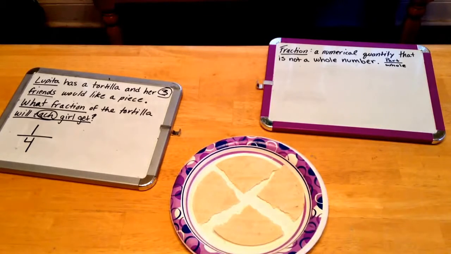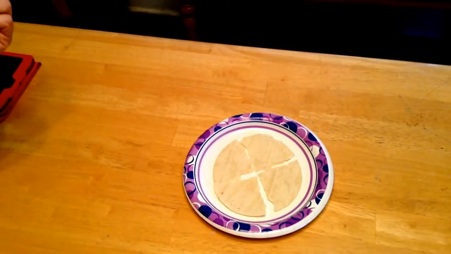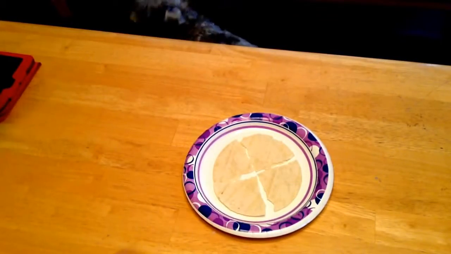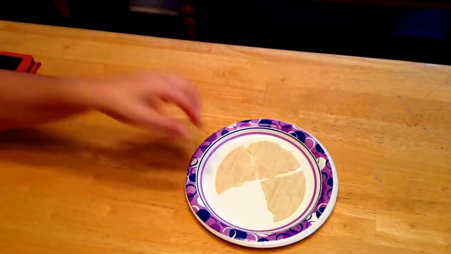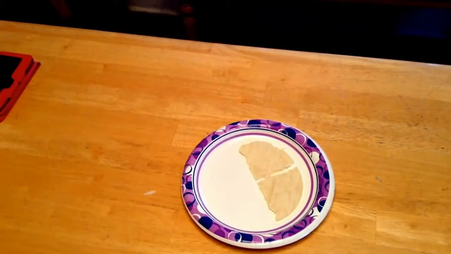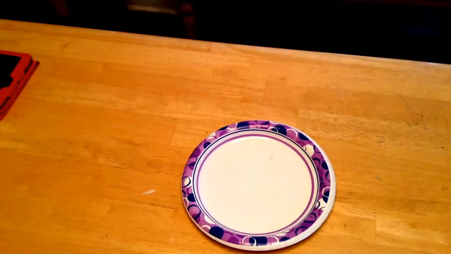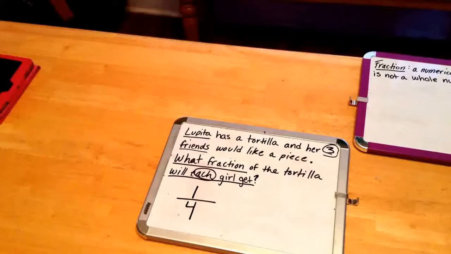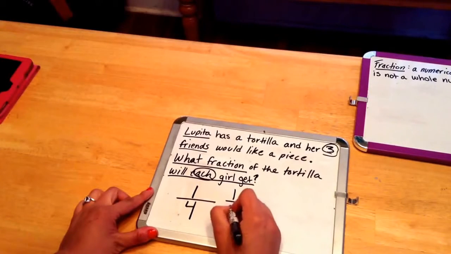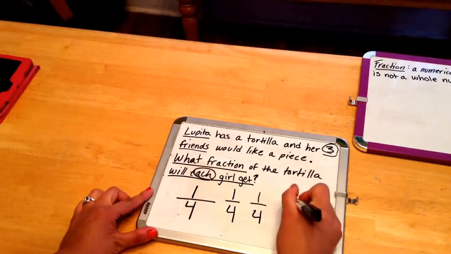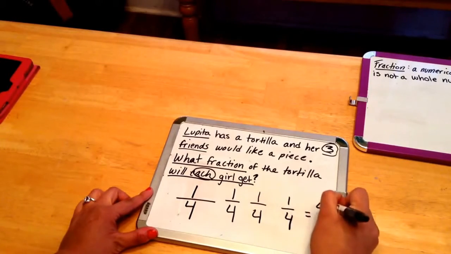1. 1/4. Okay, thank you. So showing that each girl got 1/4 of a whole tortilla broken up into 4 parts, Lupita's friend got 1 piece of the tortilla. Lupita's other friend got a piece of the whole tortilla. Lupita's other friend got a piece of the tortilla. And Lupita got the last 1/4 of the tortilla, showing that the tortilla was broken up into 4 equal parts. So since each girl gets 1/4, we have Lupita that has 1/4, and we have another 1/4 for a girl, 1 more 1/4, and 1 more 1/4, equaling a whole tortilla.